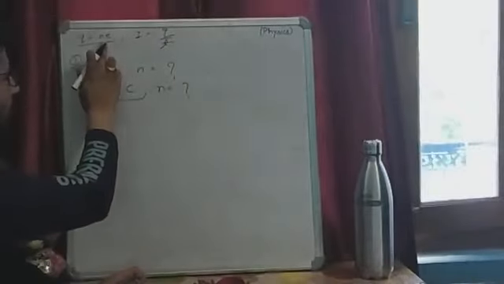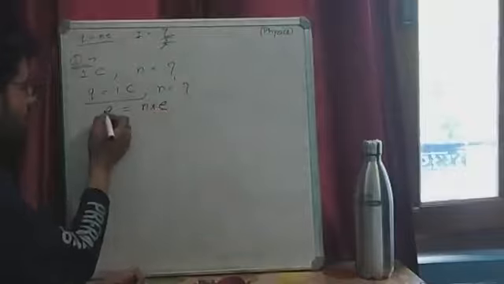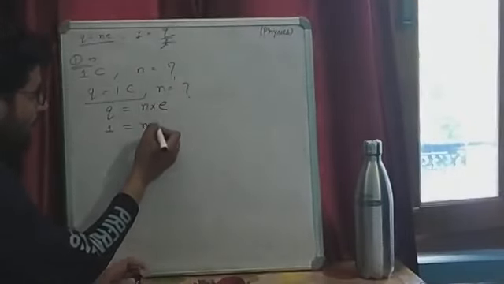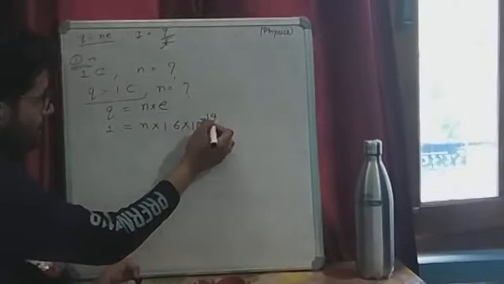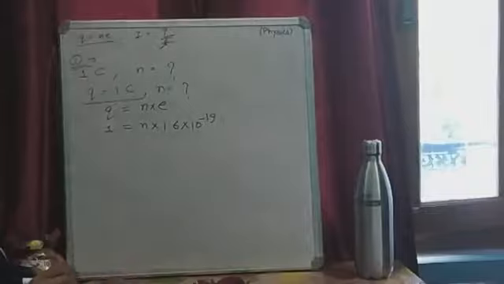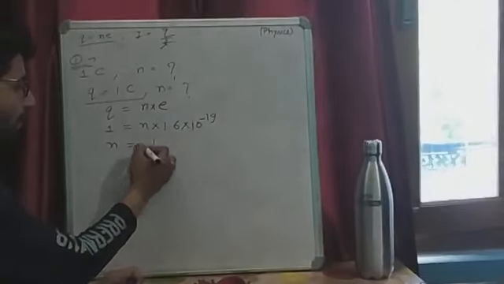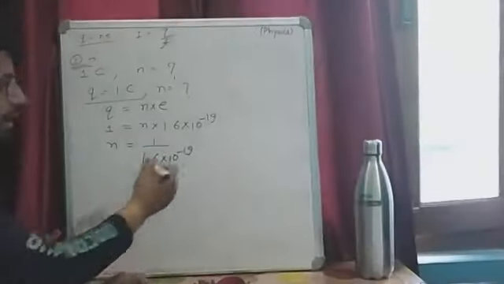Then we will use this formula, Q equals N times E. We have Q equal to 1 coulomb, and we have to find N times E. We should know the value of the charge on an electron, that is 1.6 times 10 to the power minus 19. From here I can find N. N equals 1 upon 1.6 times 10 to the power minus 19 coulomb.